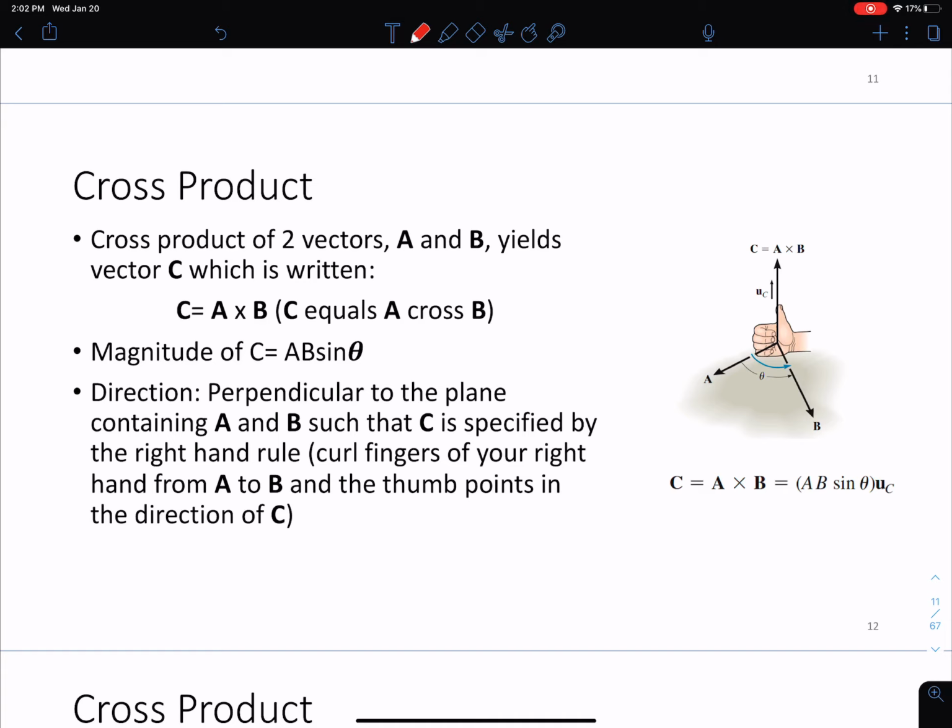So here's a pictorial representation of that. We have vector A, vector B, and the angle theta that acts between them. The direction is perpendicular to the plane that contains A and B, and we're going to specify C, or the unit vector U_C, using the right-hand rule. I've written this down here for you. It's going to be the magnitude AB sine theta times the unit vector in the C direction.